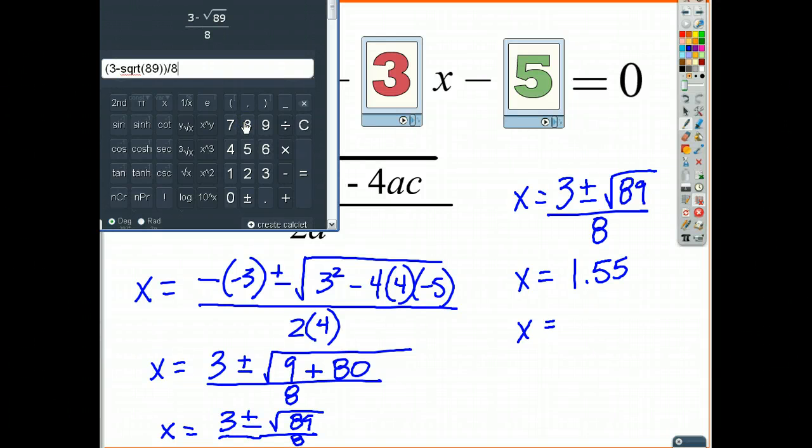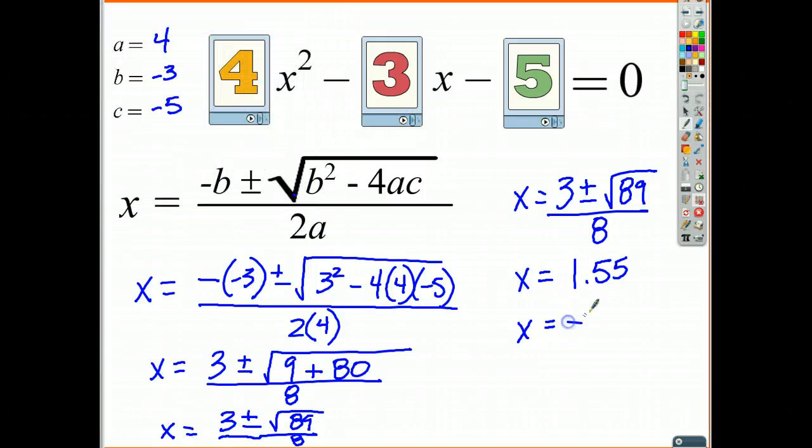All right, this again was about 9, so 3 minus 9 is negative 6. Negative 6 divided by 8 should be around negative 0.75. So let's try that. Negative 0.8. Okay, and those are my two solutions. There you have it. That's it.